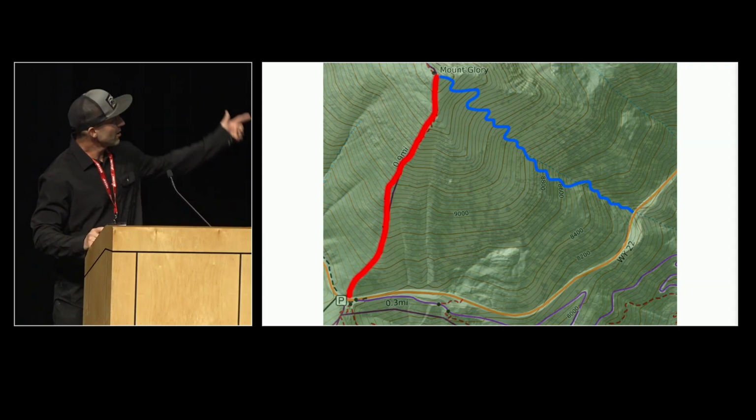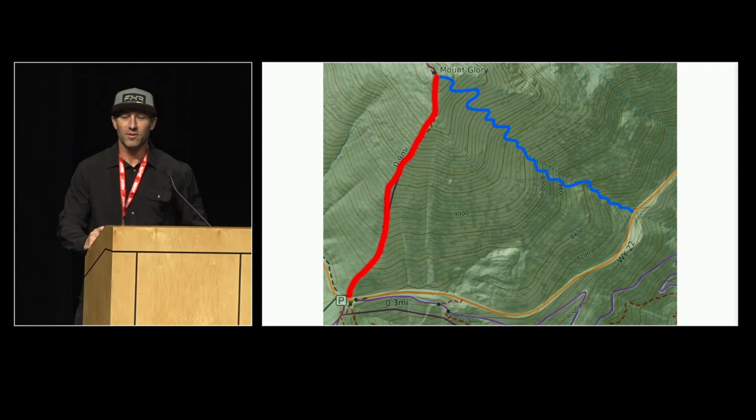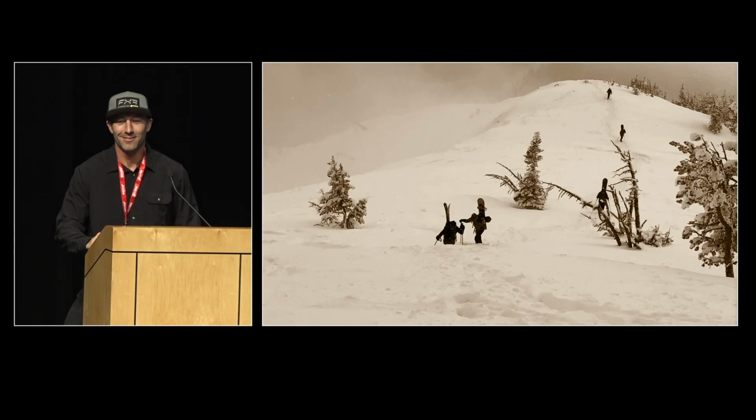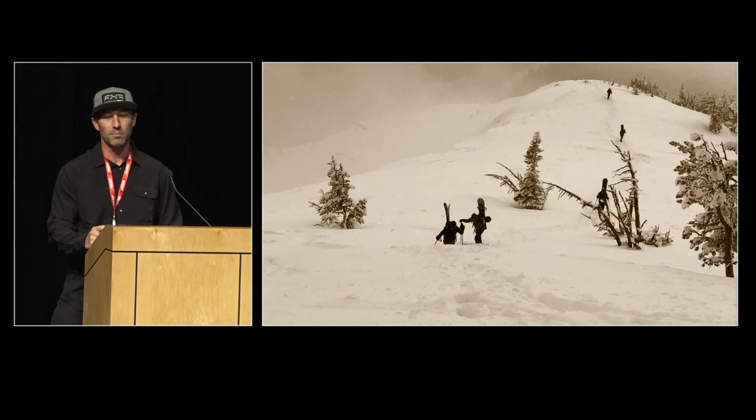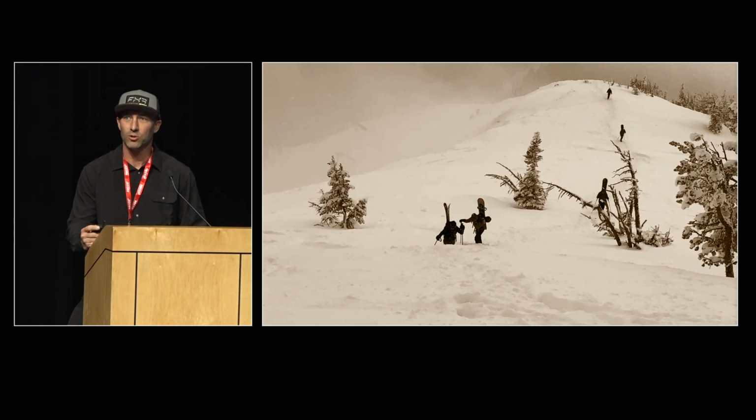Okay, the red line is our up track. And for this one, I'm pretty sure it's a boot pack, although I've actually never been up Glory. But we identify our up, and due to the amount of time that it takes to go up, we choose the safest terrain possible as to avoid exposure.